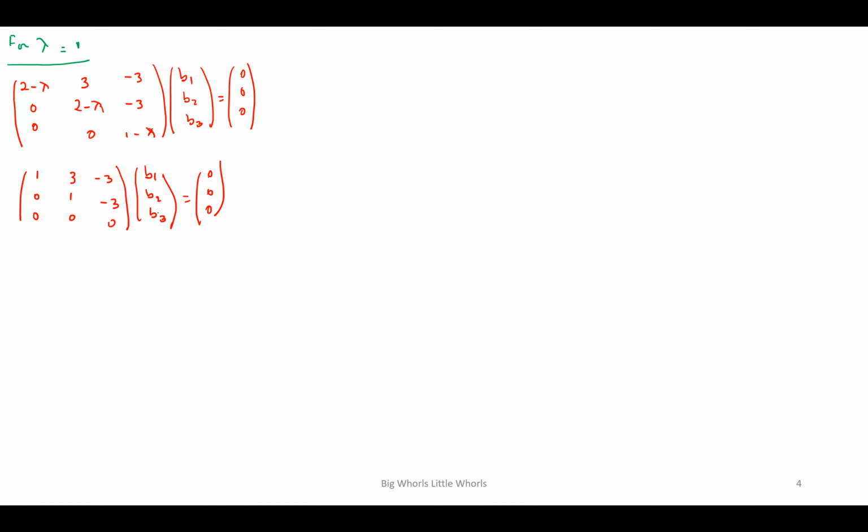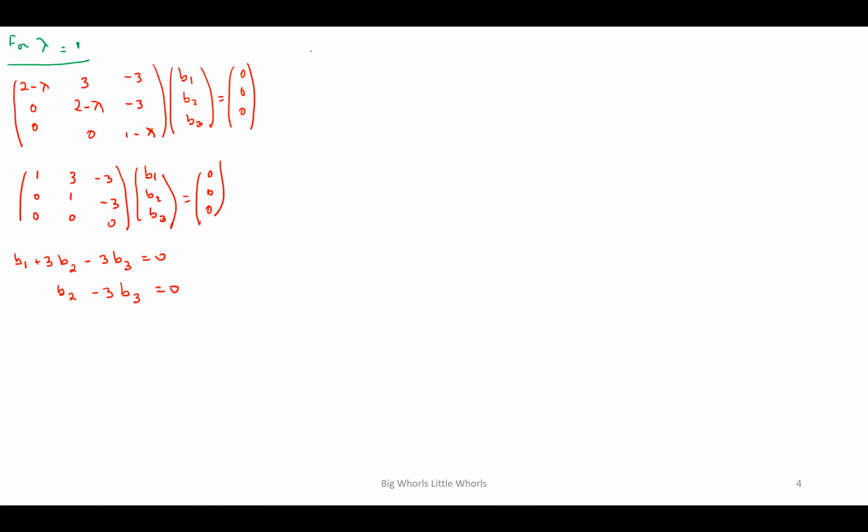So let's continue our question. Let's solve right now this linear system. We have b1 plus 3b2 minus 3b3 equals to 0. We have b2 minus 3b3 equals to 0. And here, of course, we have 0 equals to 0.